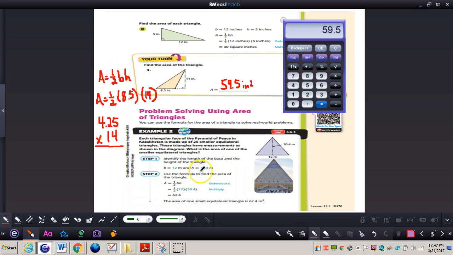And then we want to use the formula to find the area of the triangle. Area equals 1/2 times the base times the height. And we can multiply 1/2 times the base, which is 12, times the height, 10 4/10. We can multiply all that together. That gives us 62 4/10. And the area of one small equilateral triangle is 62 4/10 meters squared.